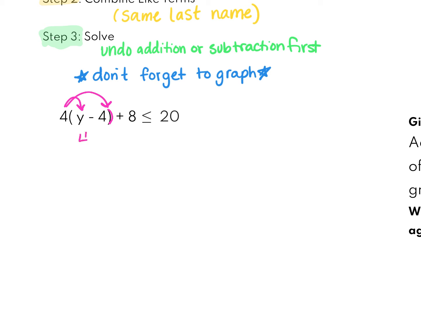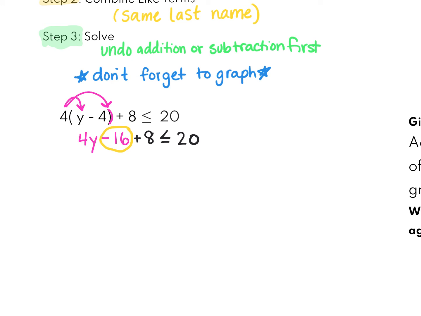4 times y is 4y. 4 times negative 4 is negative 16. I still have plus 8. I still have my less than or equal to, and I still have 20. I haven't done anything with those yet. The next step is going to be combine our like terms.